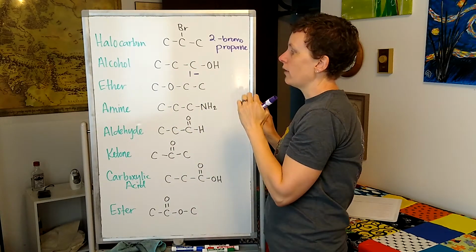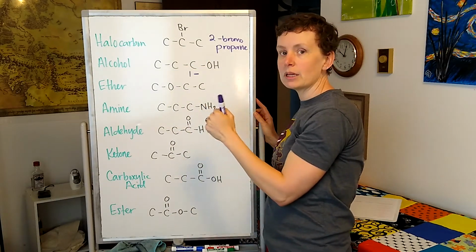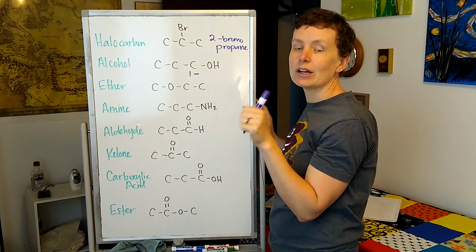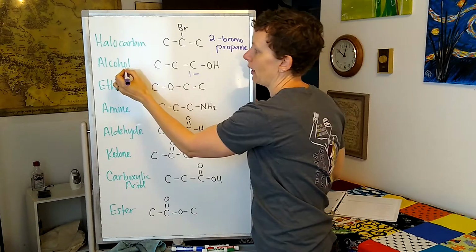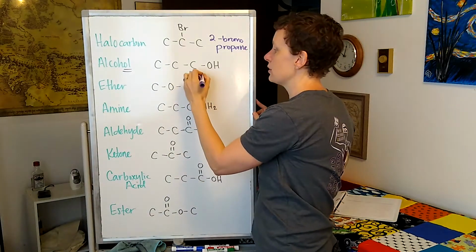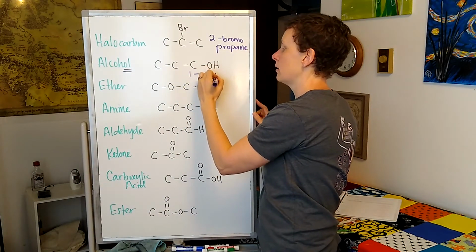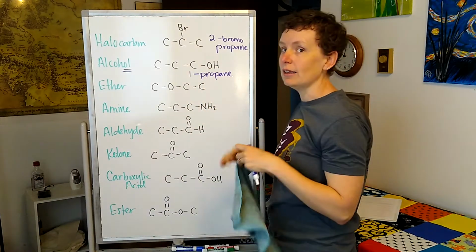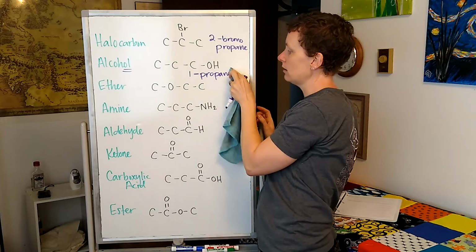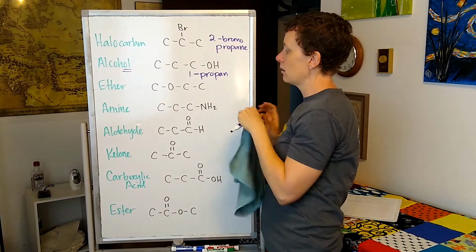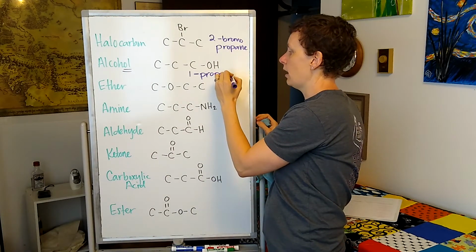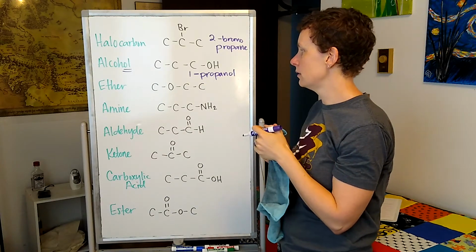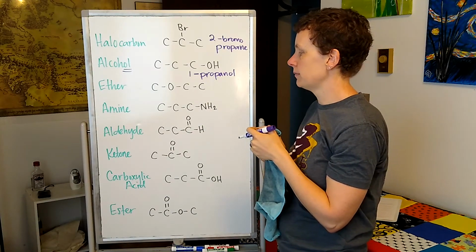Okay, now if I didn't have that, it would be propane. I'm going to take off the E, and I'm going to add OL for alcohol. So alcohols are going to end in OL. So propane, there's propane. Just take off the E. Don't take off the A, just take off the E, okay, and add OL. 1-propanol. 1-propanol is the name of that alcohol.